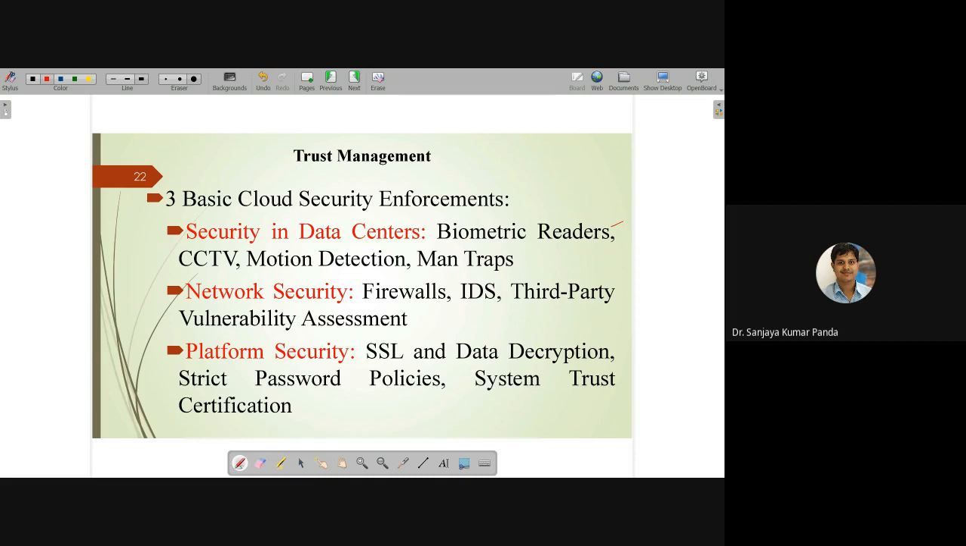We have platform security mechanisms, like SSL, that is Secure Sockets Layer. We have SSL certificates also. It is a very popular protocol which ensures that you can establish secure links between two different components or two different computers. Right? It also uses TLS, that is Transport Layer Security. TLS is an improved version of SSL, so you can ensure that it is more secure. Similarly, you have to enforce a strict password policy.